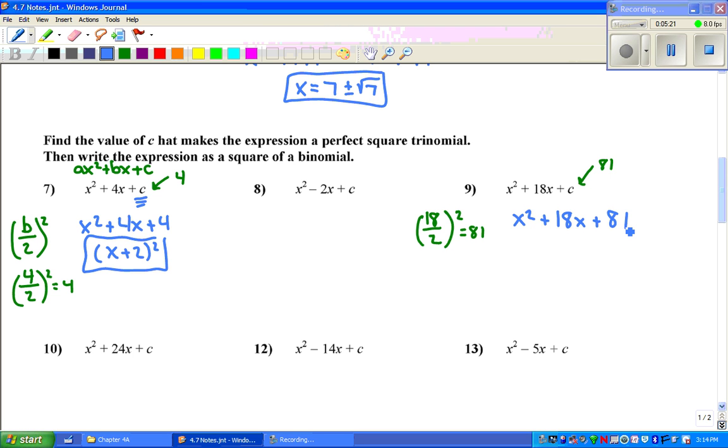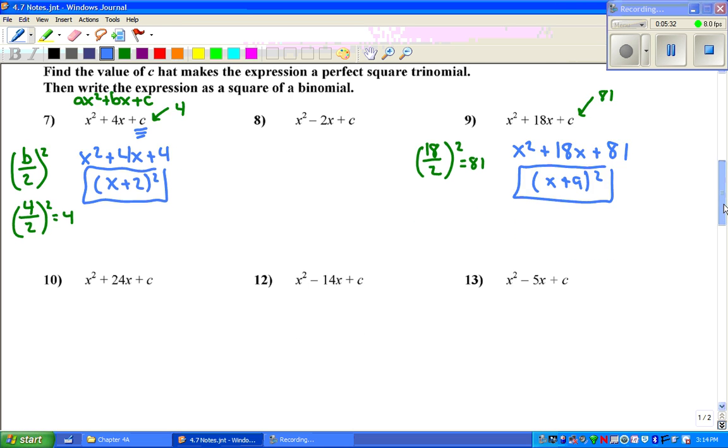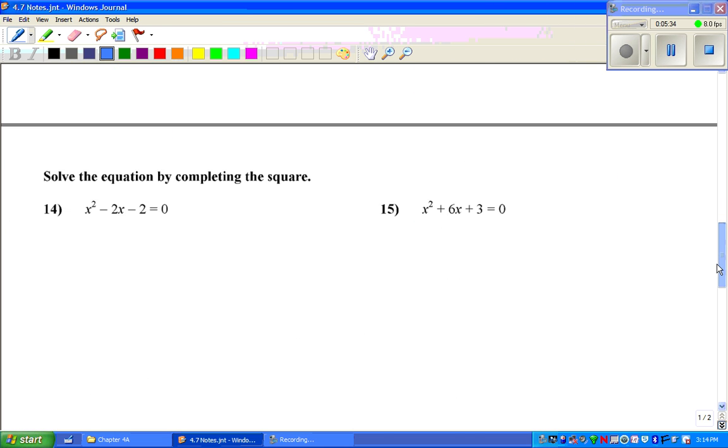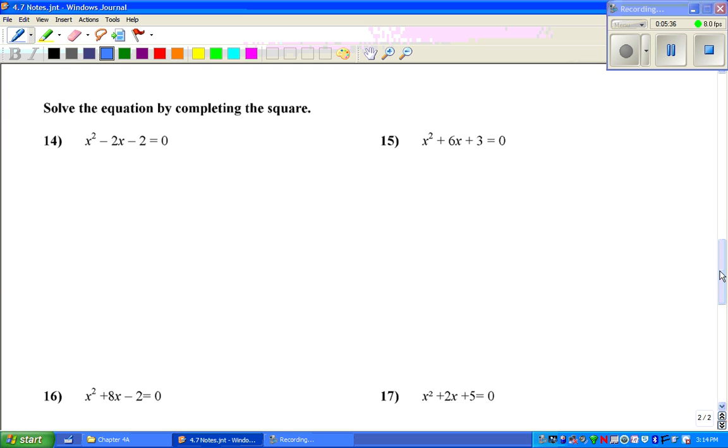To factor that now, you've got 9 and 9. So you've got x plus 9 and x plus 9, so it's x plus 9 squared. That's the square of a binomial. That's going to help us for these ones on the back, where we're going to be solving equations by completing the square.